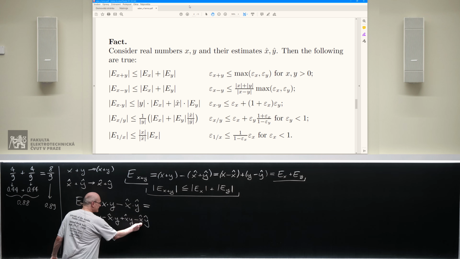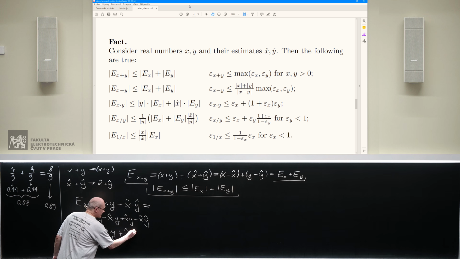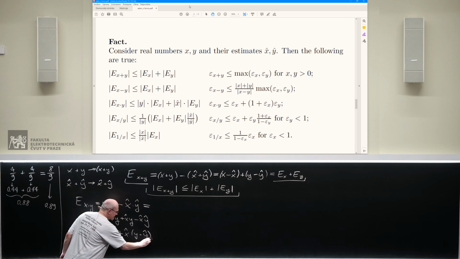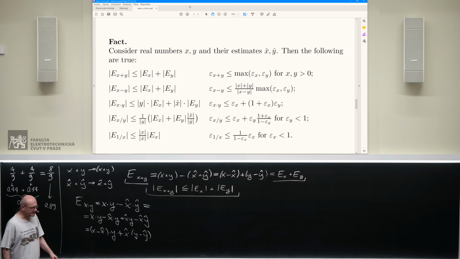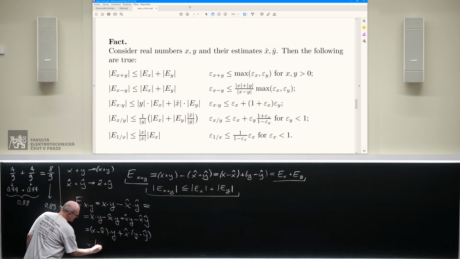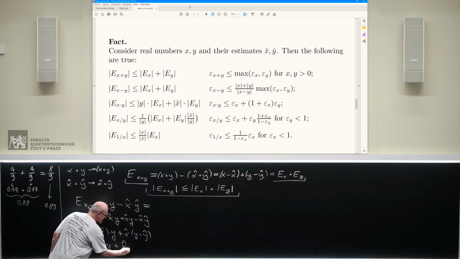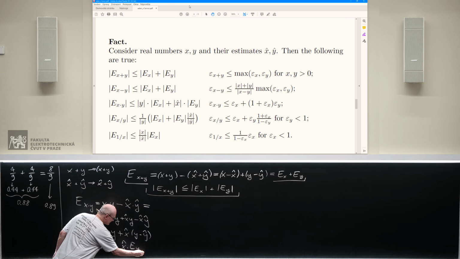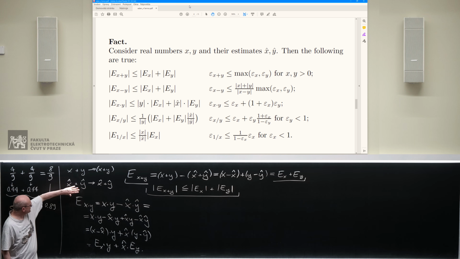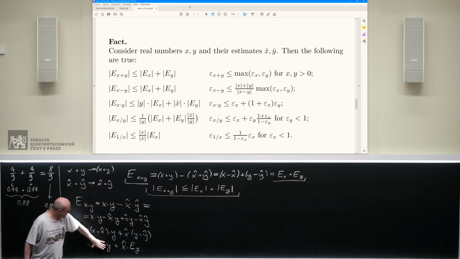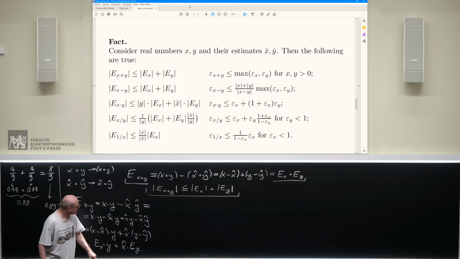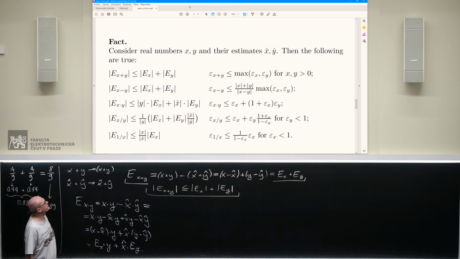Let's see. I can factor out x hat, and I get y minus y hat. Wow, we got lucky. So this is error of x times y plus x hat times the error of y. And now if we apply the absolute value, here we use triangle inequality and then distribute the absolute value inside the products, we should get exactly that formula.